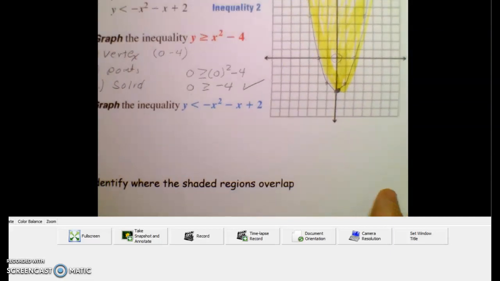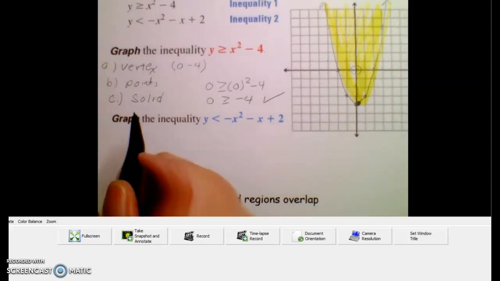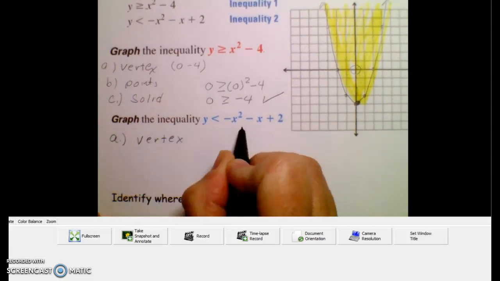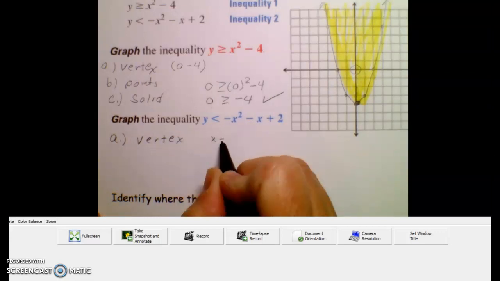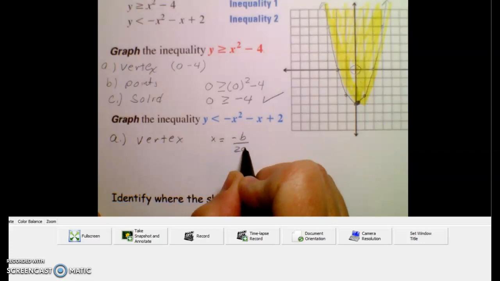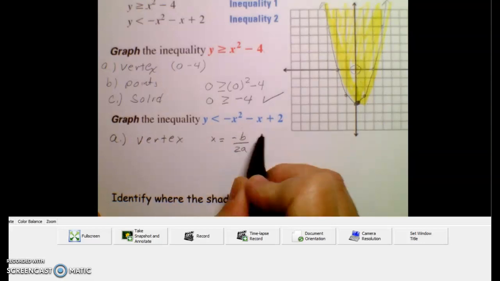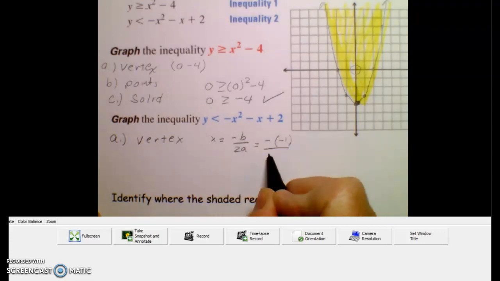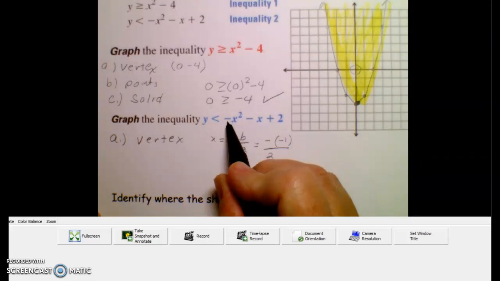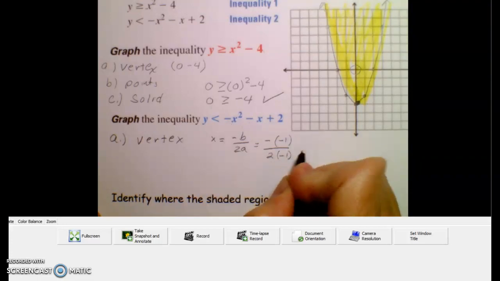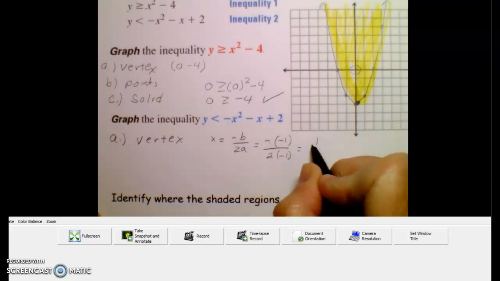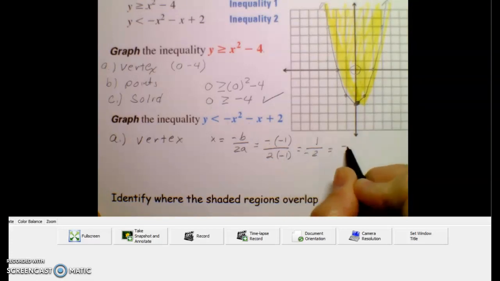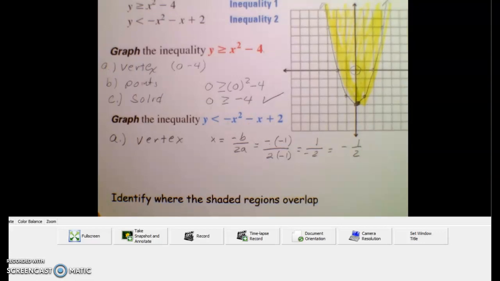Let's take a look at the next inequality. Again, I need to find my vertex. In this case, for a standard equation, I would find it using x is equal to -b over 2a. So we have negative, but what's b? b is -1. Over 2, what's a? a is -1. Well, we got lots of negatives here. So a negative is just 1. On the bottom, I have 2 times -1, so that's -2. So I get -1/2. That's my x value.